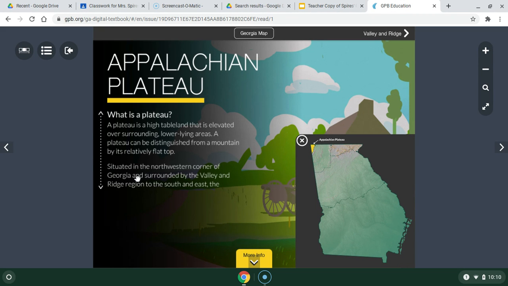All right, now this region of Georgia is in the northwest corner. It's just the edge. It's really, really small. So we know just by looking, this is the smallest region in Georgia.